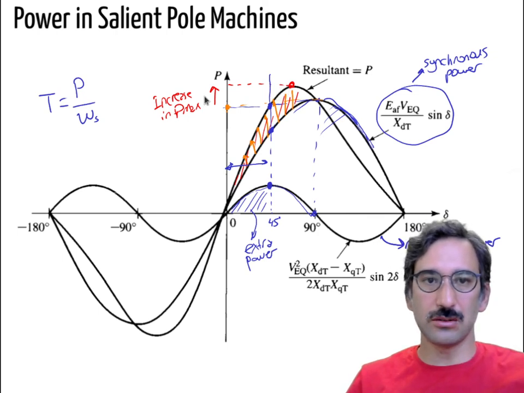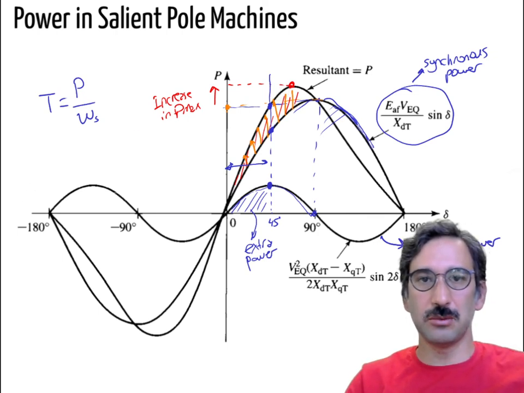Okay, so that is all for salient pole machines, and I will solve an example in the rest station. Okay, thank you.